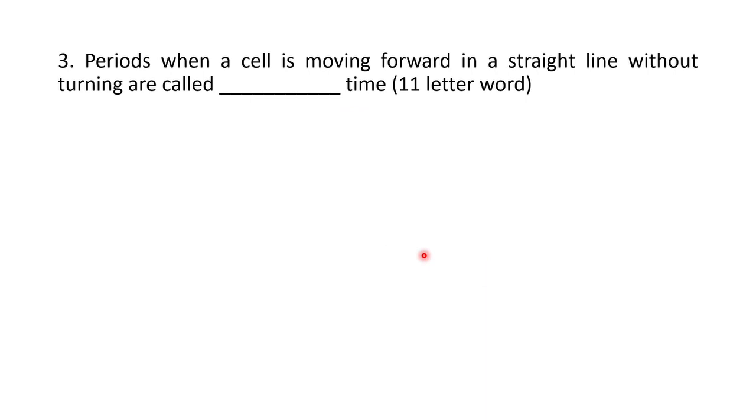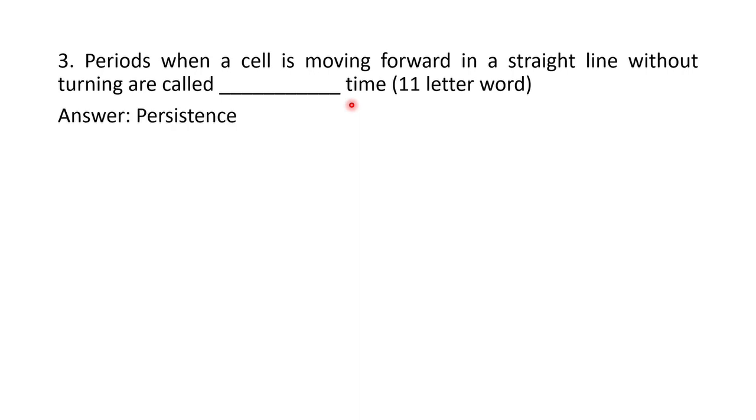Third question, periods when a cell is moving forward in a straight line without turning are called dash time. So this is a very straightforward question. It's taken from the cell migration video only. Can anyone try to answer? Persistence time. Yeah, it's a persistence time.